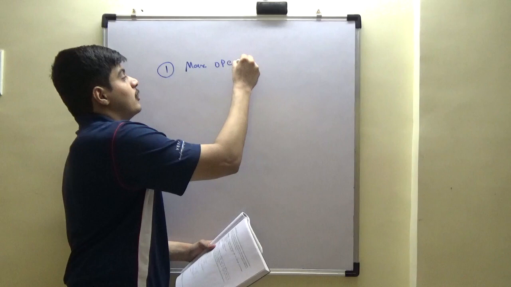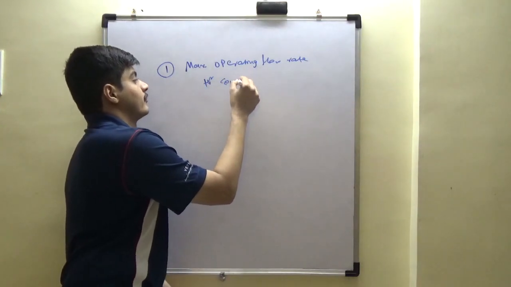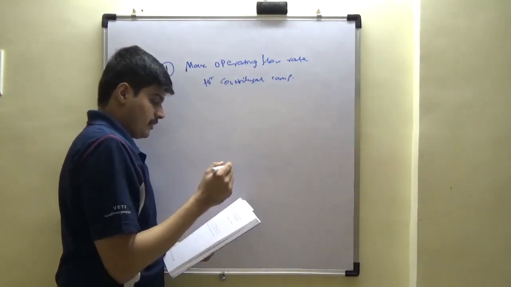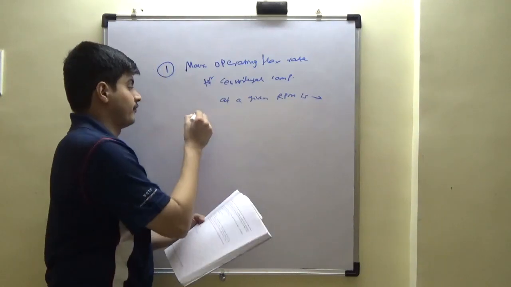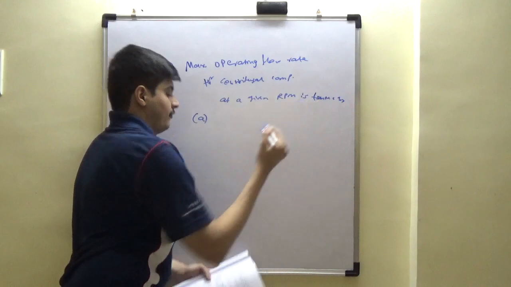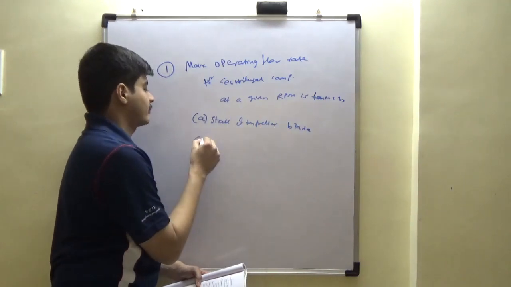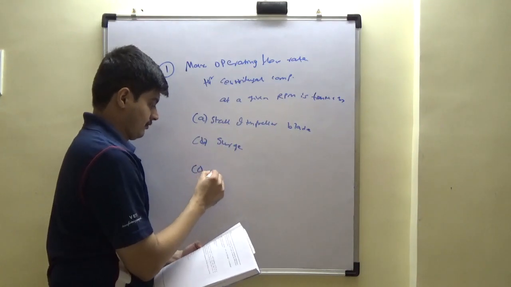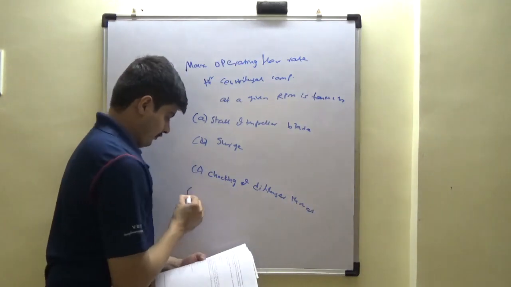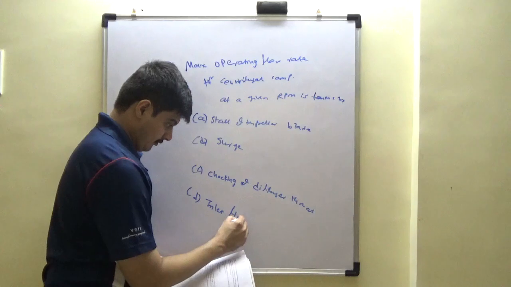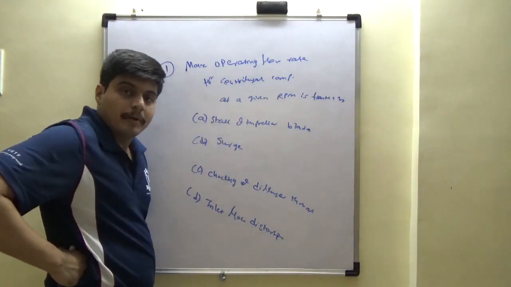Maximum operating flow rate through centrifugal compressor at a given RPM. Yes, this is one of the GATE questions. Limited by stall. Now, it is talking about stall of impeller blade, right?